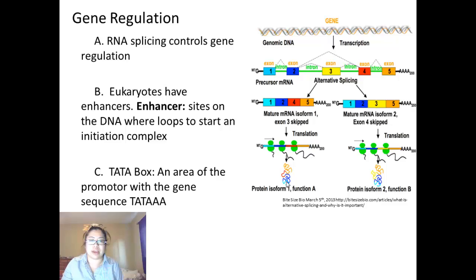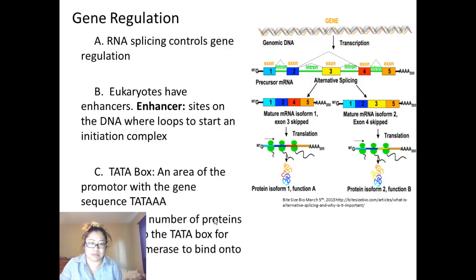Eukaryotes also have an area at the start of the promoter called the TATA box. The reason it's called the TATA box is because it has a specific gene sequence of TATAAA: thymine, adenine, thymine, adenine, adenine, adenine. So it is an area of the promoter with the sequence TATA.